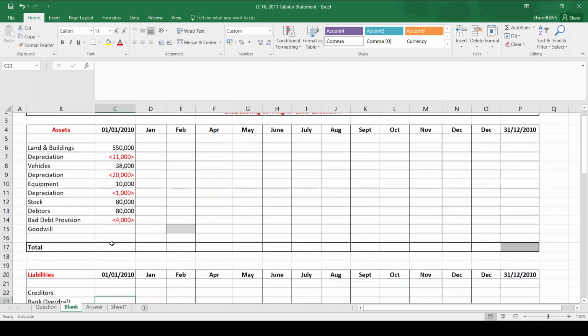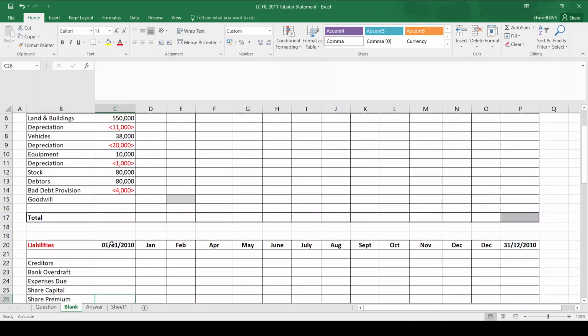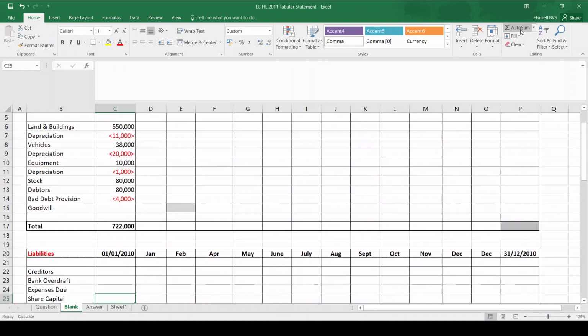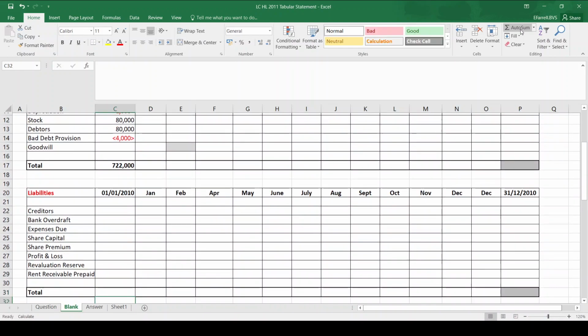And there's no goodwill at the start. Usually there is goodwill. That's why I put in a column for goodwill. And again, after you put in all your assets from the question, I'd leave a couple of lines because there will be more assets during the year that we might need to add. So they total 722,000. Now we go to fill our liabilities, and they should total the same figure.